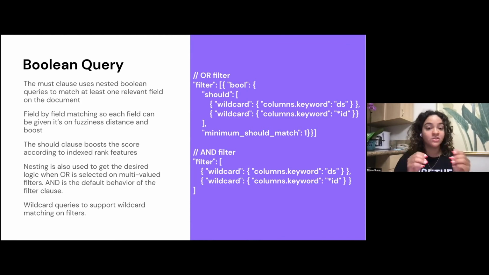And we not only use a Boolean query, but we also use nesting of these queries to be able to perform things like AND and OR for multi-valued filters in Amundsen. You can see that example here in purple, where OR uses a filter, which then nests a Boolean query and uses should, whereas AND is just the default functionality for the filter clause in a Boolean query. So we just use it as is.